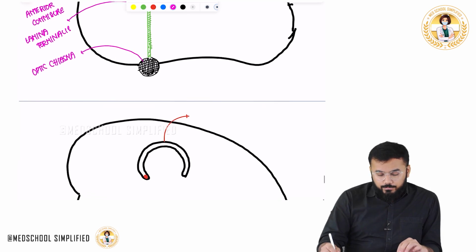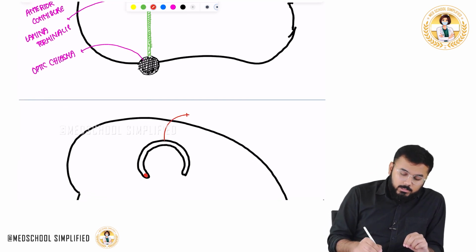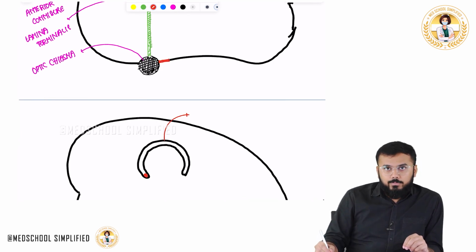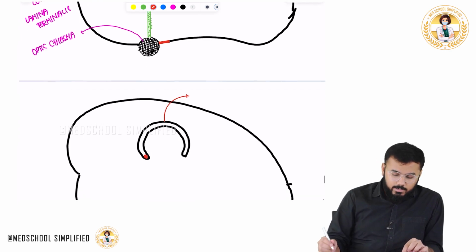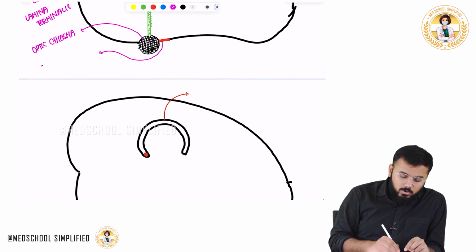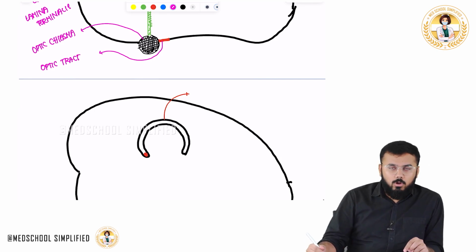Now just side to this optic chiasma, you have got a structure which is red in color like this. This structure is called as optic stalk, or you can call it as optic tract. So this structure over here you call it as optic tract. Okay, behind the optic chiasma you have got optic tract.